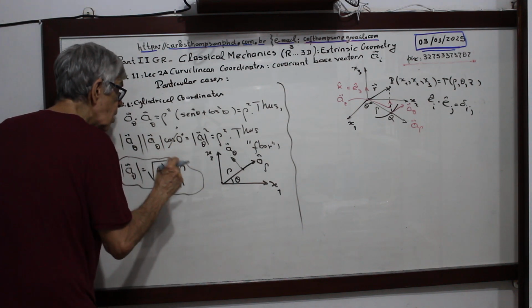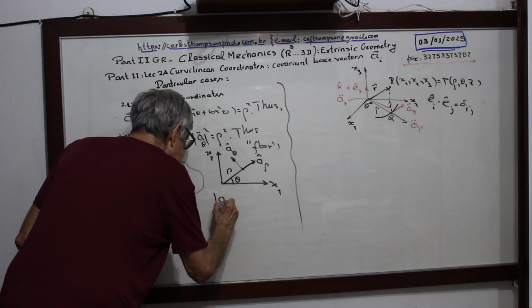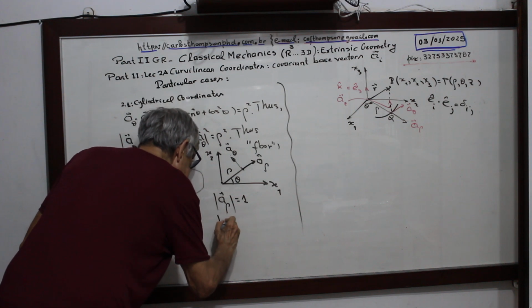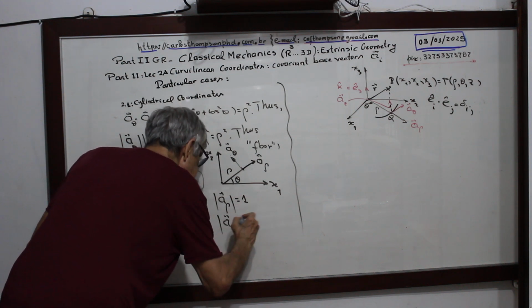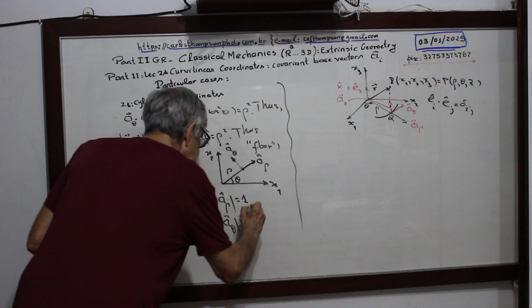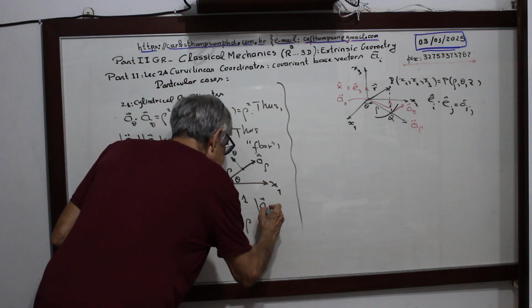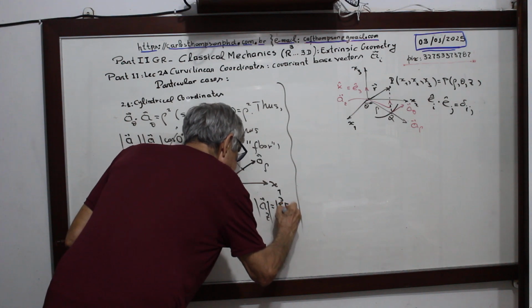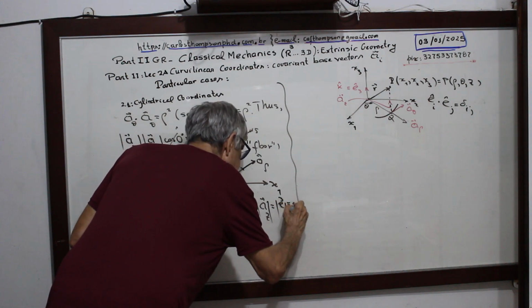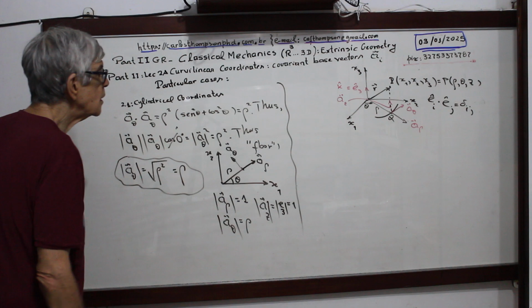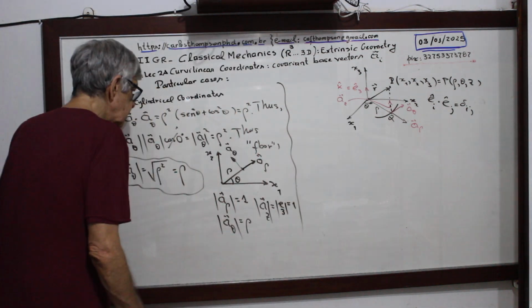Okay? Attention now, the modulus of a rho is equal to 1, but the magnitude of a theta is not 1, it's rho. Attention now. And also, modulus of a z is equal to modulus of E3 is equal to 1. Okay? Because this corresponds to here, okay? This will be 1.